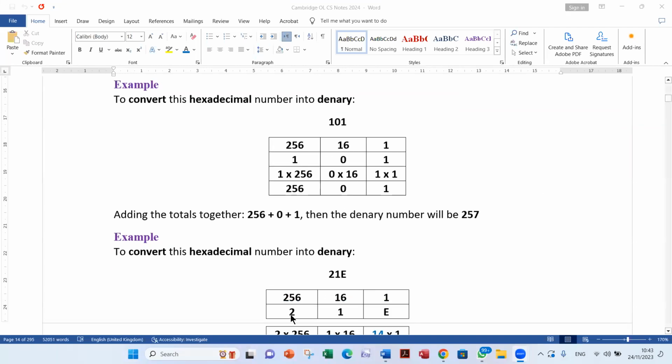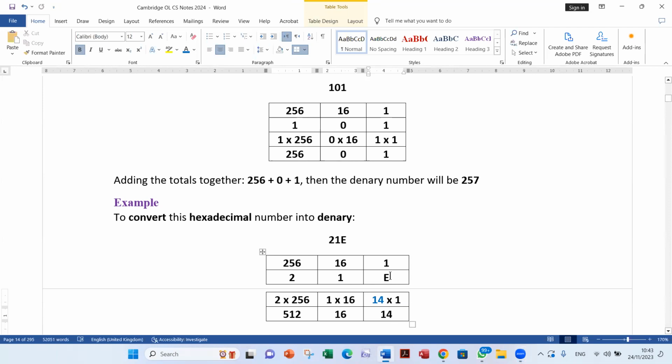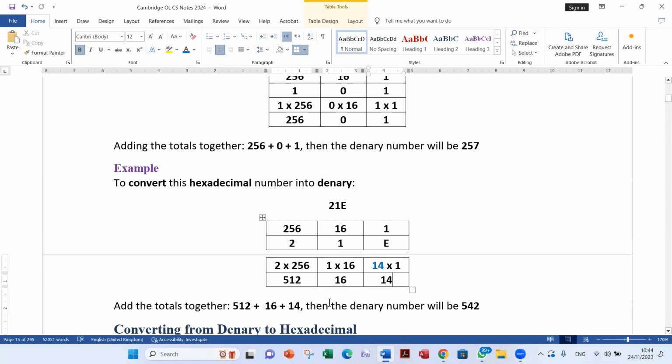So you have 2 below the 256. Twice 256 is 512. You have 1 below 16. You have E, that is 14 below the 1. So it is 512 plus 16 plus 14. So it is 542. Okay? Let us go to the most difficult. Not very difficult. It's not that difficult.